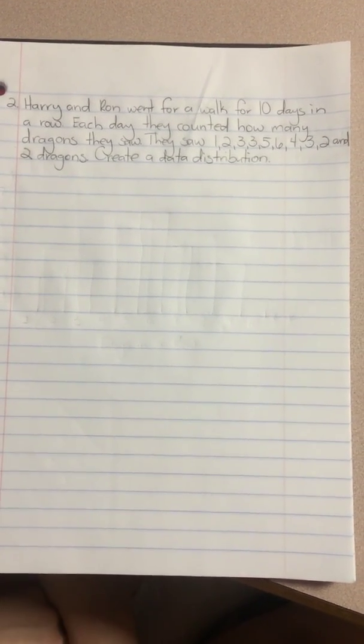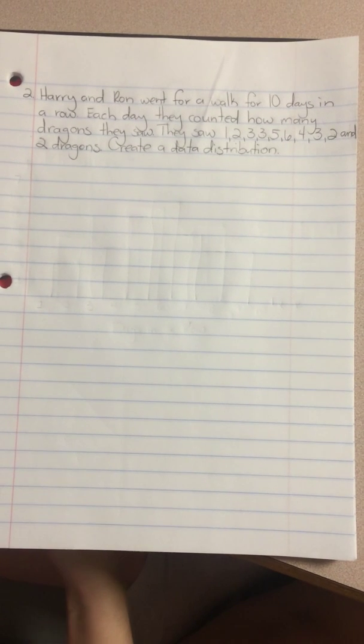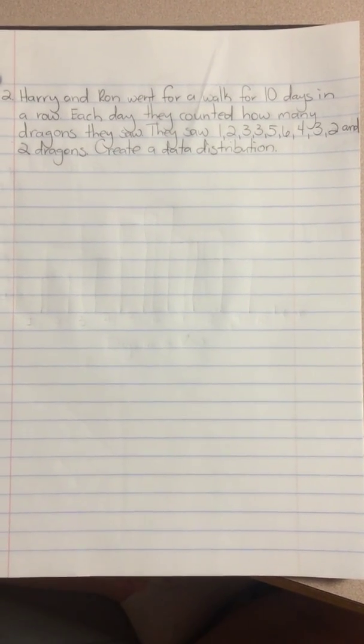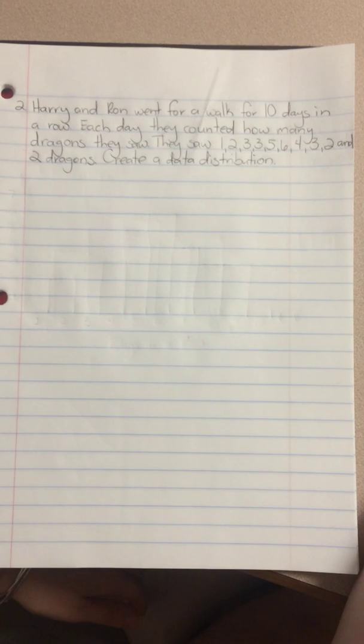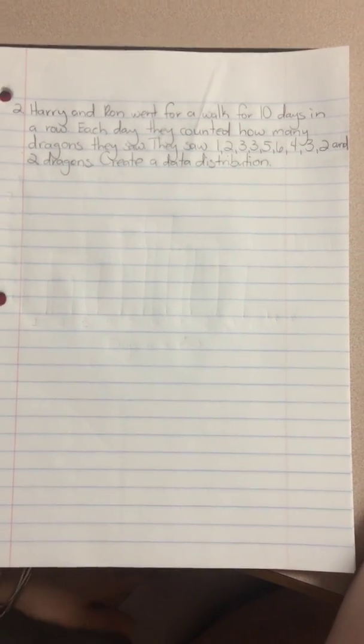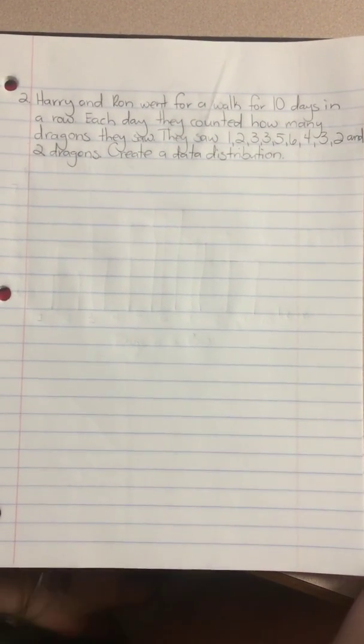For the second set of data distribution, we will be using this data. Harry and Ron went for a walk in the Forbidden Forest for 10 days in a row. Each day they counted how many dragons they saw. They saw 1, 2, 3, 3, 5, 6, 4, 3, 2, and 2 dragons. Create a data distribution. As we know, a data distribution is similar to a bar graph, but not.